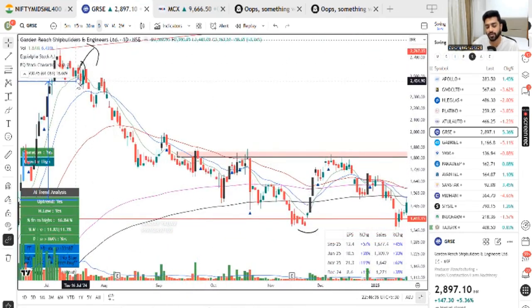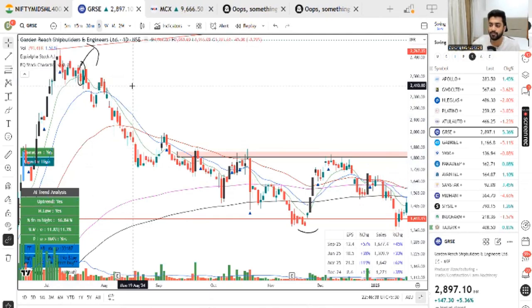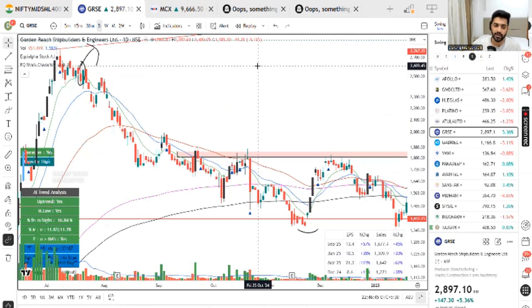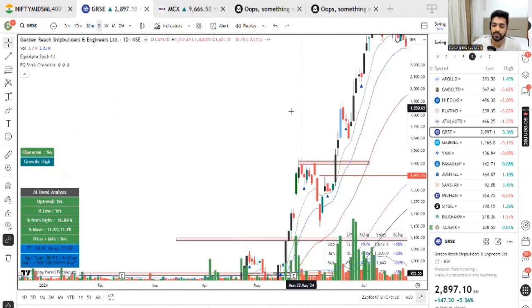10 EMA is your short-term up move, short-term trend. Once that is over, you don't need to hold. Re-enter always again after maybe 10 days, 15 days, 20, 1 month, whatever it is.